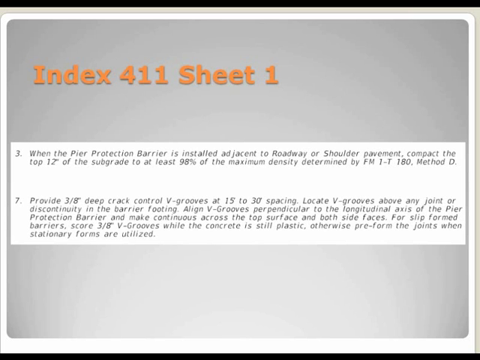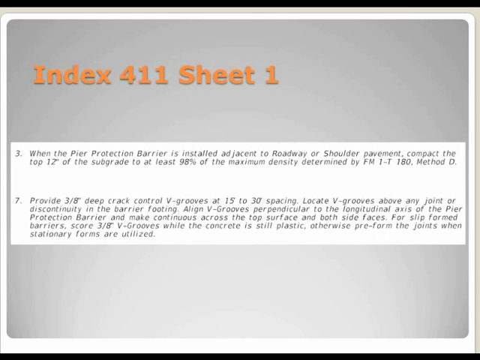Under Note 7, this is a new note that was added, and this has to do with trying to reduce the amount of cracks during construction. The contractor needs to provide 3/8 inch deep crack control V grooves at 15 feet to 30 foot spacing, and locate the V grooves above any joint or discontinuity in the barrier footing.